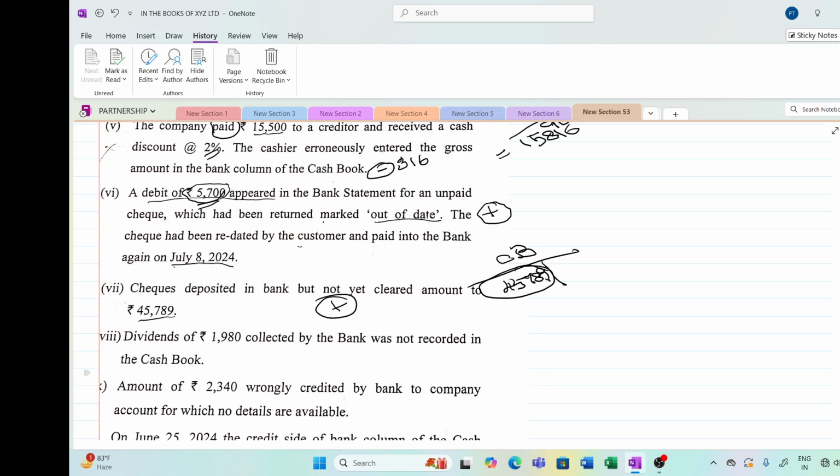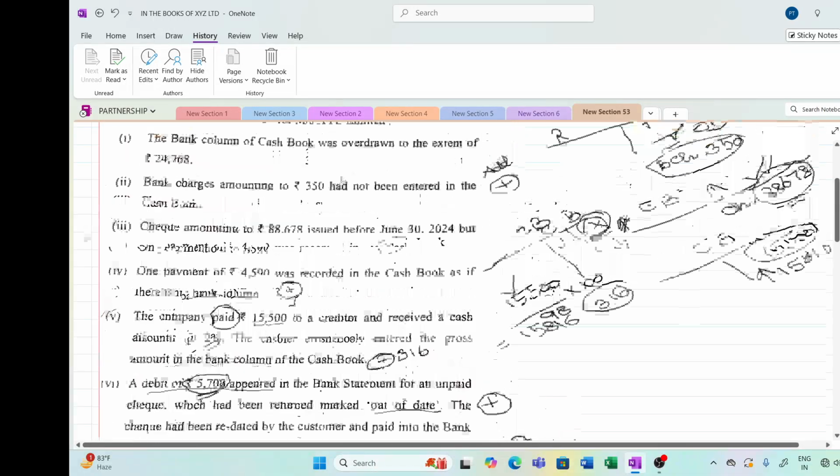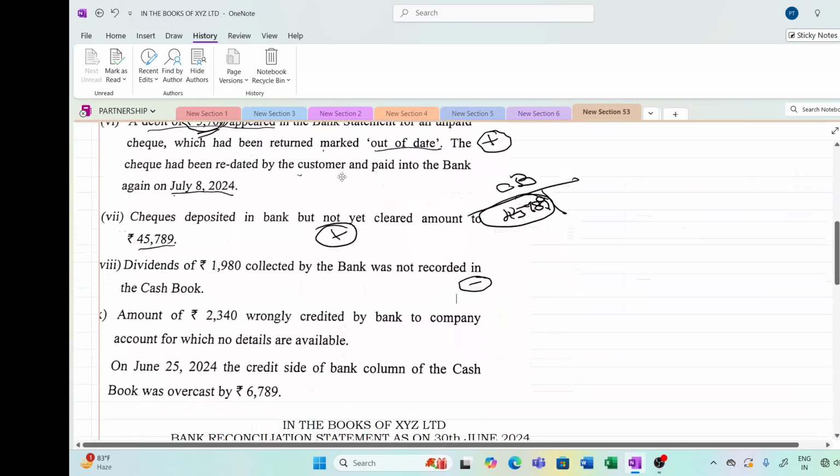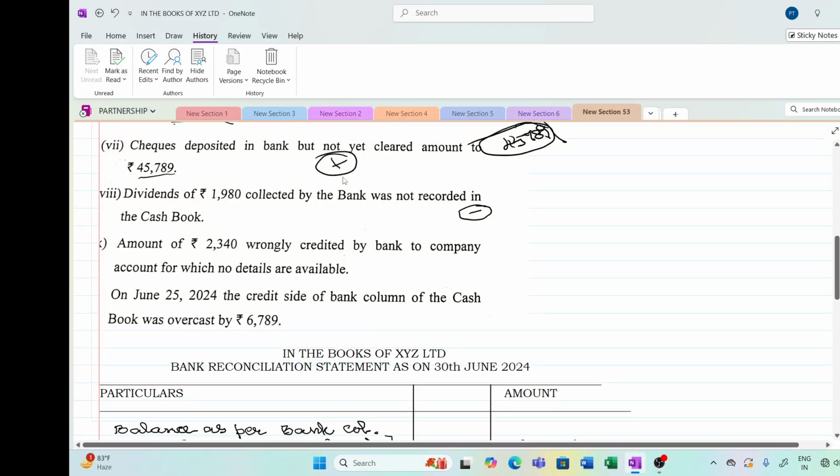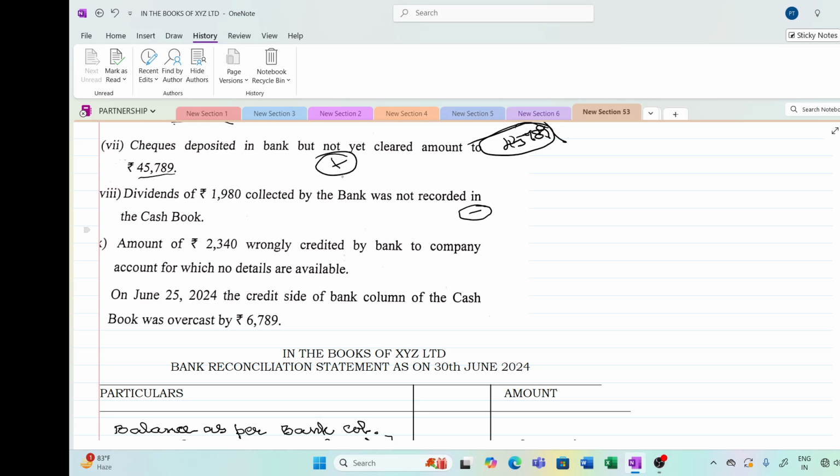Next one, dividend directly collected by bank. Now bank has collected 1980. Any amount collected on XYZ Limited behalf, immediately the overdraft will come down because it is just like some amount is deposited into bank. So this will reduce the overdraft as per bank statement because we are going to find out the balance as per bank statement. We have started with the balance as per bank column of cash book. Okay. So we have to go to bank statement. In bank statement, the overdraft would have come down by 1980.